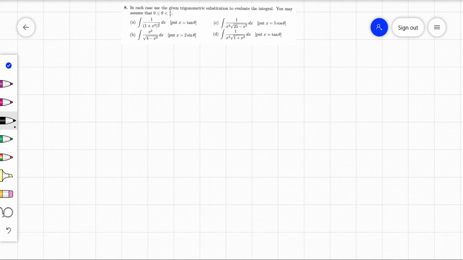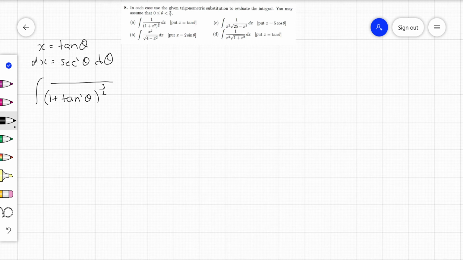All right. So in the first one, let's have a look, and it tells us what to do. We're going to let x equal tan theta. When we do that, dx equals sec squared theta d theta. So our integral will now be, the bottom part will be 1 plus x squared, which is now tan squared theta, to the power of 3 on 2. And the top will be dx, and dx we know is sec squared theta d theta.